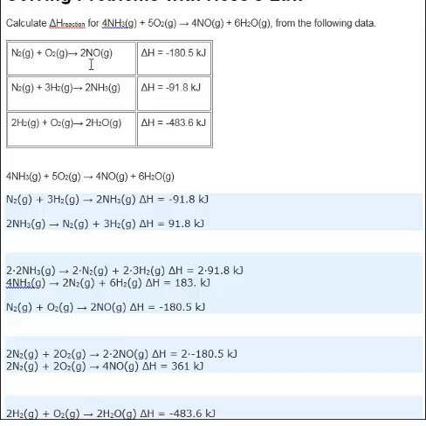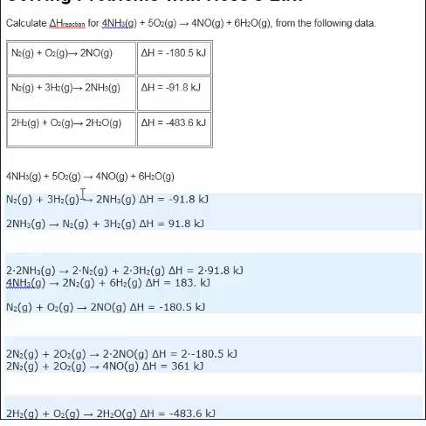N2 gas plus O2 gas goes to 2 NO gas, delta H equals negative 180.5 kilojoules. N2 gas plus 3 H2 gas goes to 2 NH3 gas, delta H equals negative 91.8 kilojoules. 2 H2 gas plus O2 gas goes to 2 H2O gas, delta H equals negative 483.6 kilojoules.